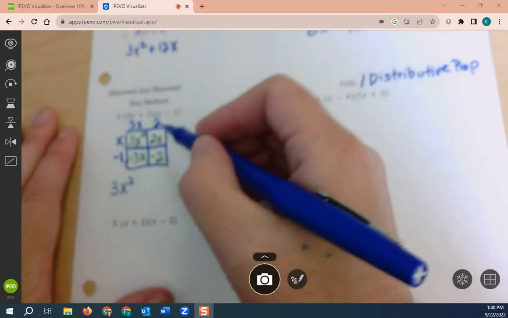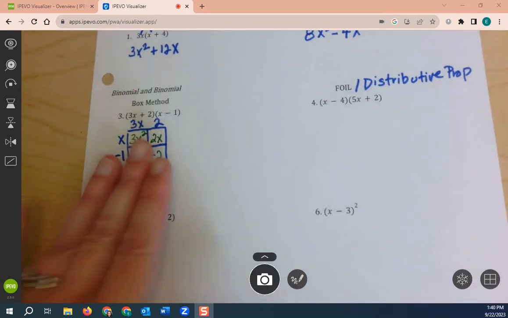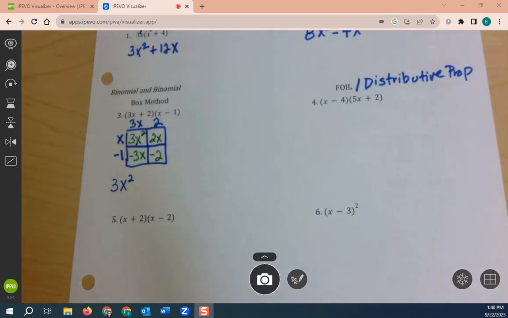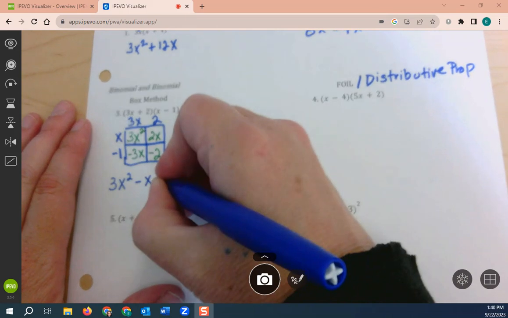Wait, why don't we multiply them here? Well, we already did all the multiplying, and this is our answer. Now we're just combining like terms, that's all. So negative 1x or negative x, and then the negative 2.